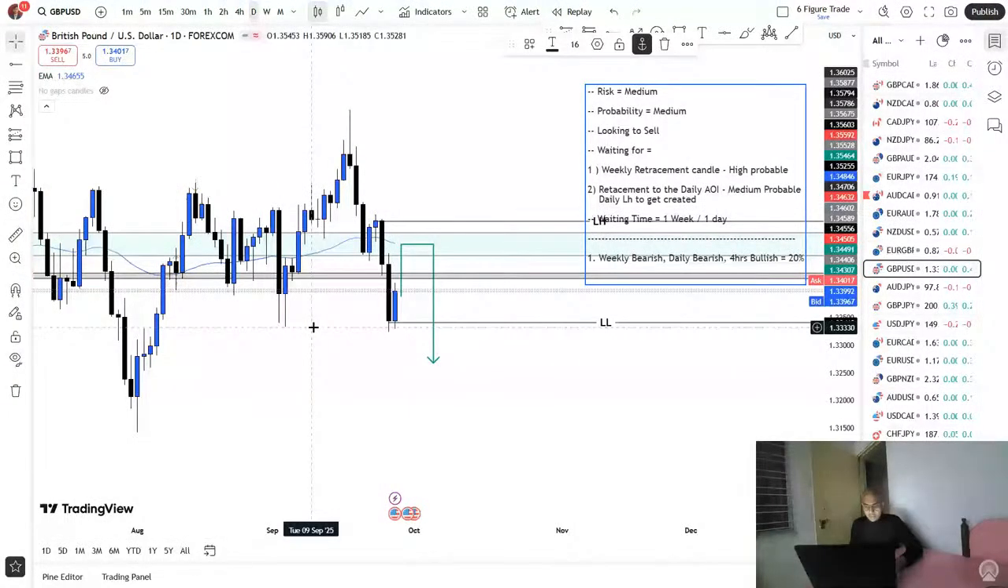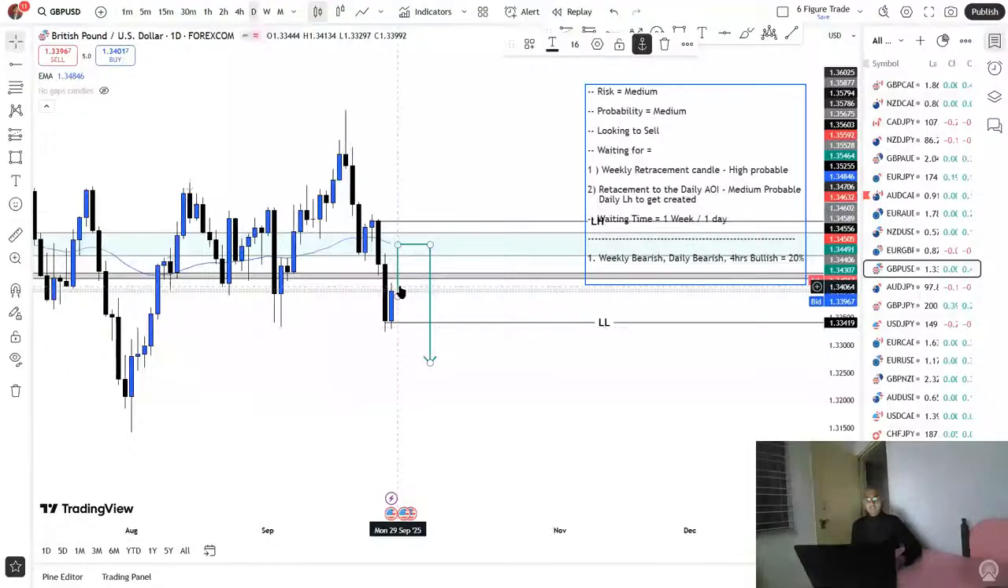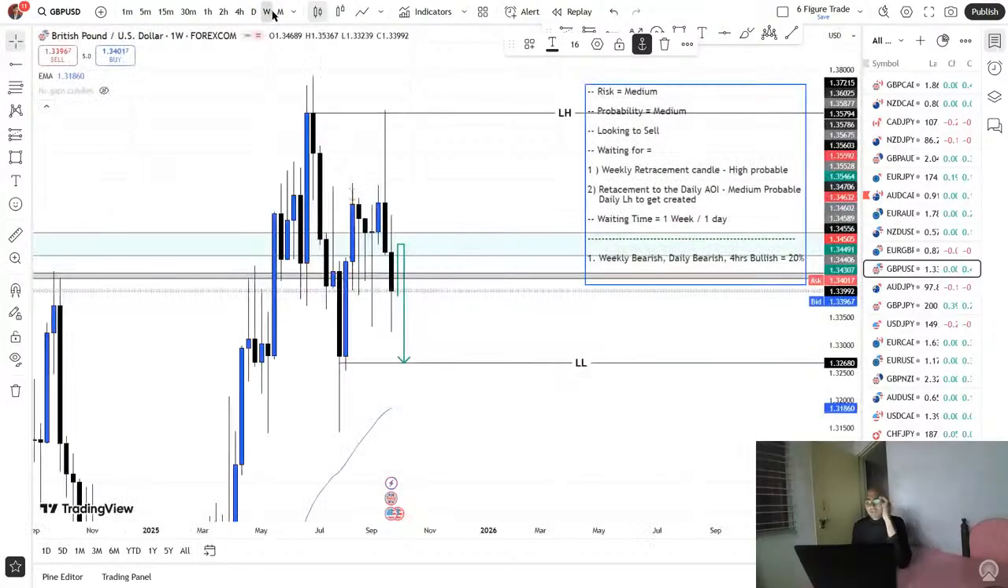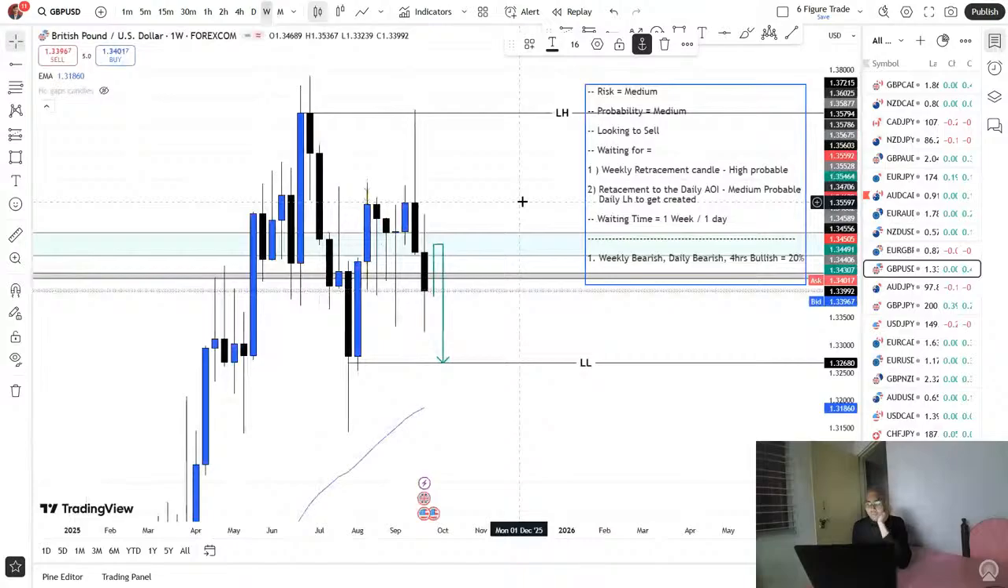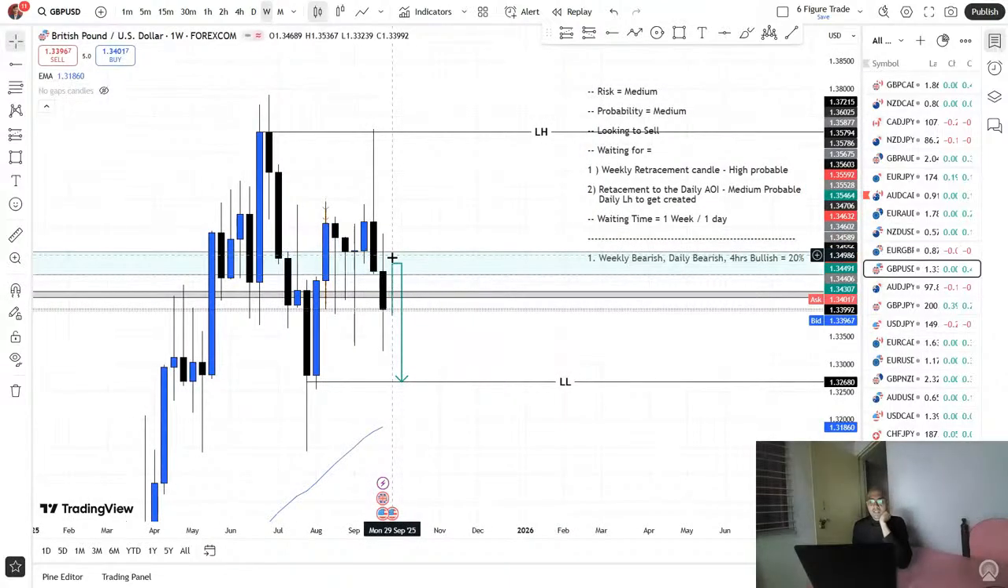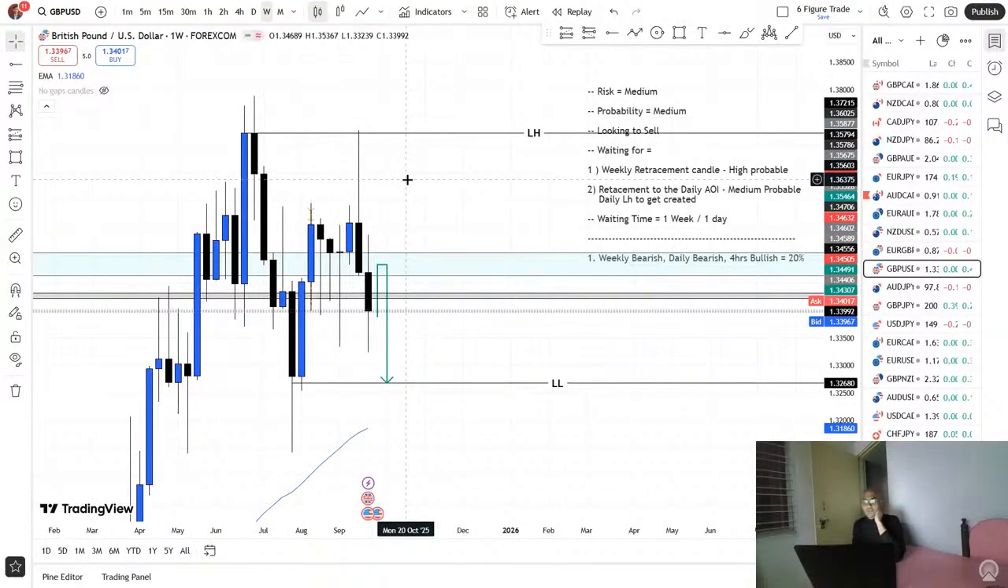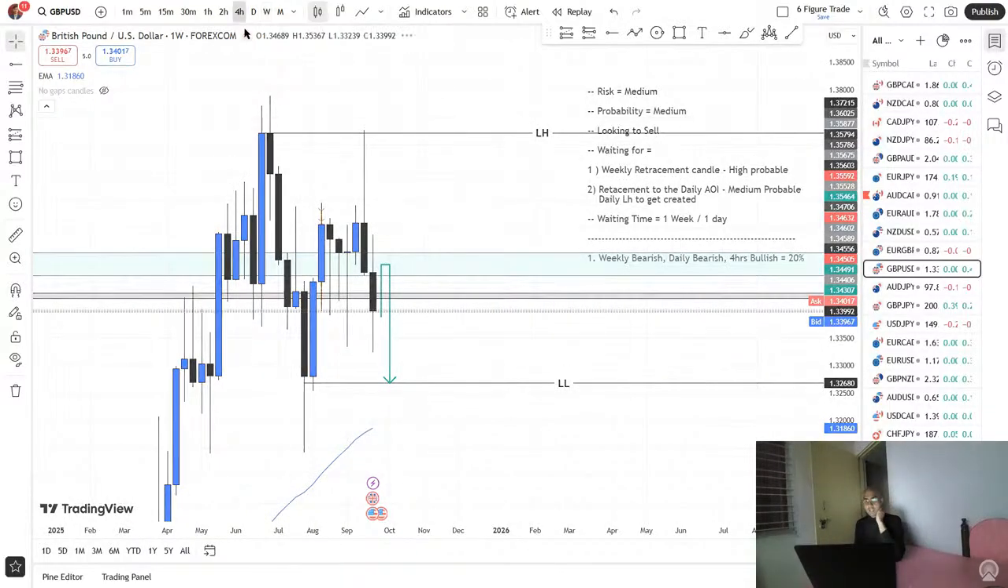I need the doji candle or some candle which is going to create the lower high. A normal candle will also work, no problem. And the next candle is going to be a push candle. The exact same pattern here: one day retracement, one day messing around, and the next day is the push candle. I will be waiting for the exact same here. That is going to be medium probable. But the high probable thing is waiting for the weekly retracement candle to this area of interest. Exact same thing. So we'll see what the next thing is going to be.